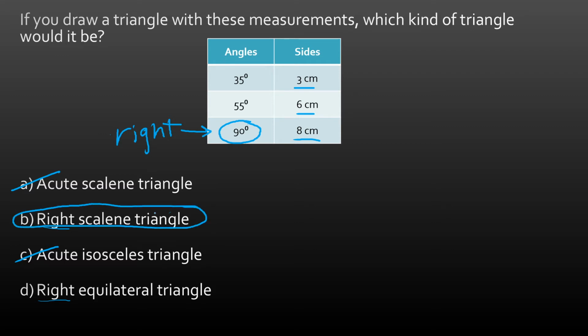A scalene triangle, remember, does not have even sides. Equilateral, however, has 3 even sides, and if I look back at my side lengths here, these are not even, they're all different, which is why I have a right scalene.